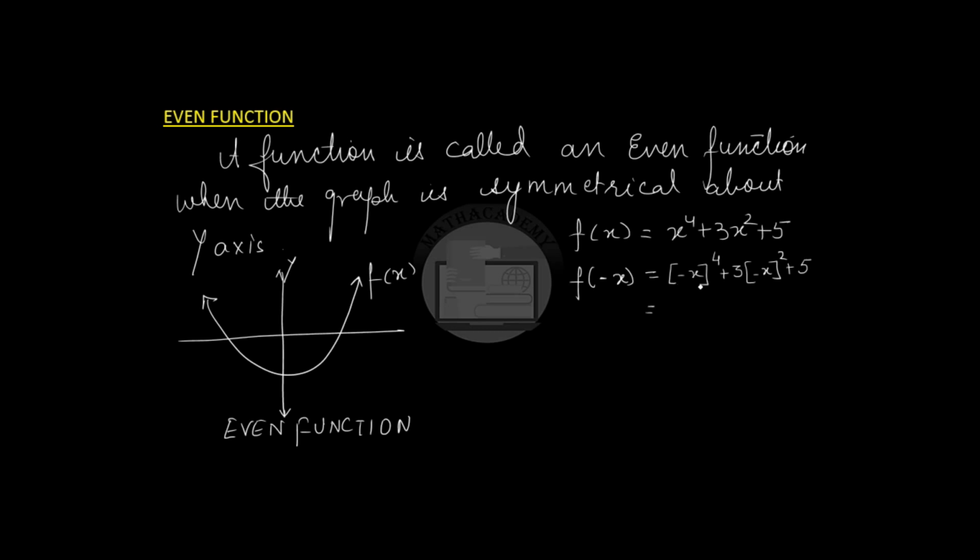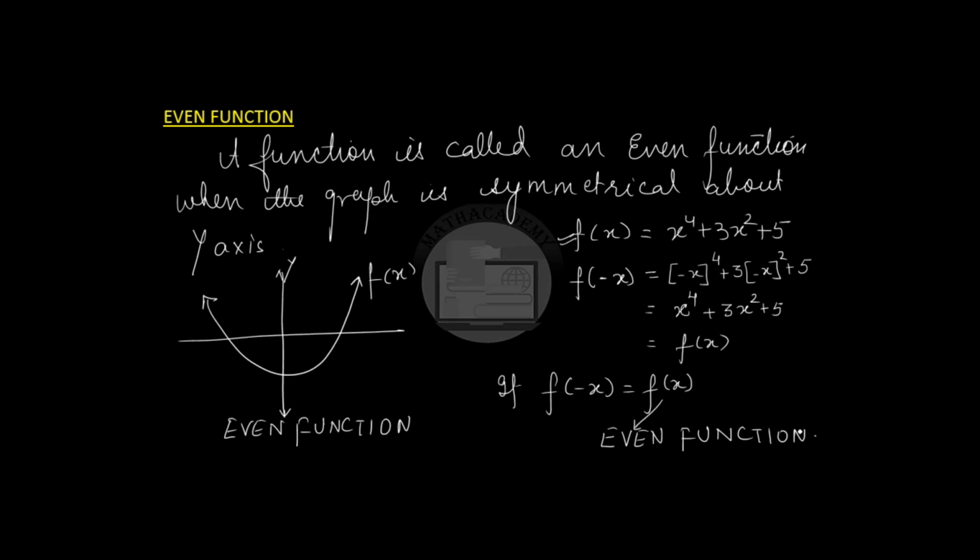A negative number raised to an even power always gives you a positive number. So x to the power 4, again negative x raised to the power 2 gives you an x square. So positive 3x square and a positive 5. And what is x to the power 4 plus 3x square plus 5? It is nothing but our f of x. Okay, so if f of negative x is equal to f of x, then such function is called an even function.